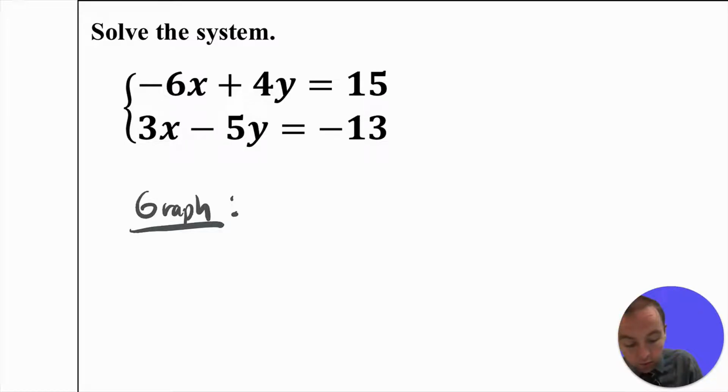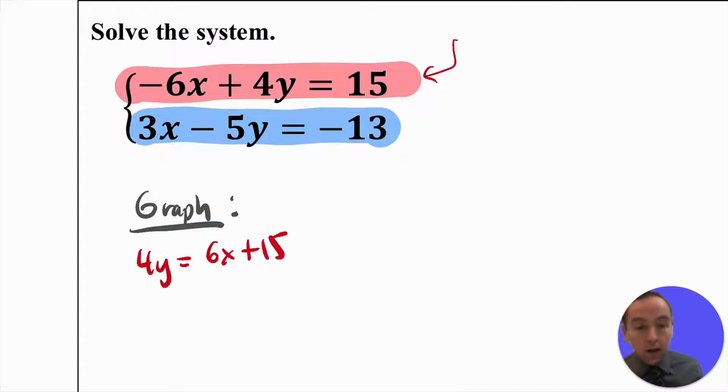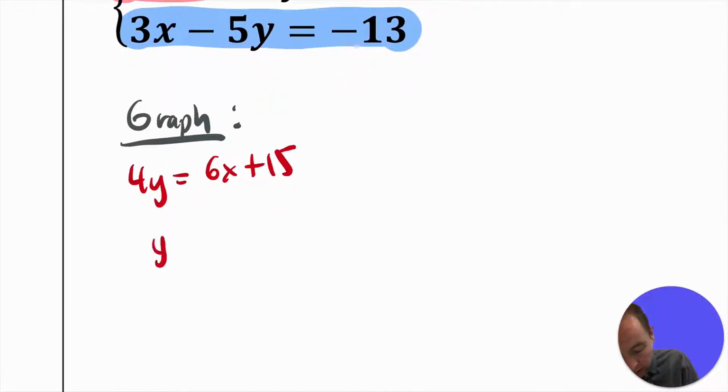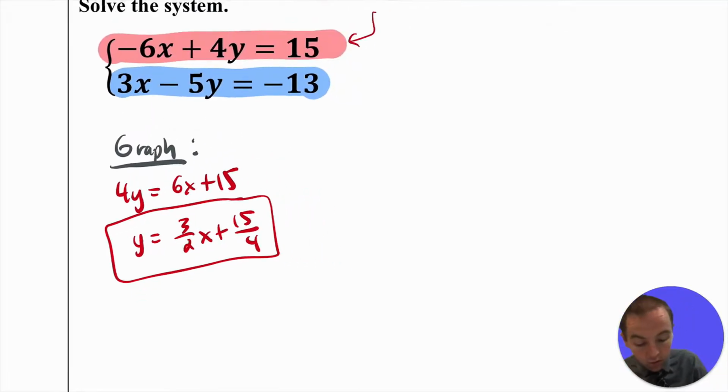Since both of these equations, this red equation as well as this blue equation, are lines, it's usually easiest to graph a line if it's in y equals mx plus b form. So let's solve these equations for y. If we start with this first one, we'll have 4y equals 6x plus 15 when we add 6x to both sides, and then divide both sides by 4. It's going to give you a final result, when fully simplified, of y equals 3/2 x plus 15/4. So there's an mx plus b form. We'll be able to graph it.